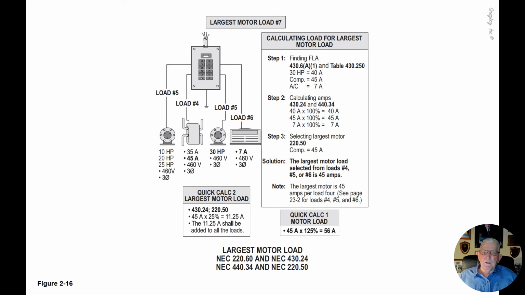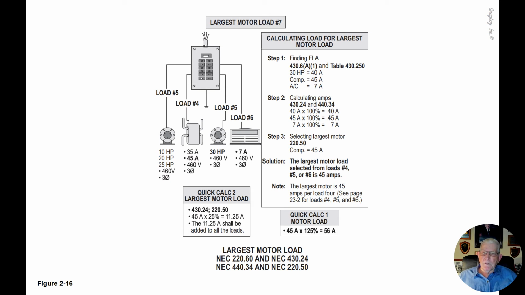Any of these could be the largest, and we have looked at these loads and we've calculated them. To the left we have the motor loads, number 5. And notice there's a 10 horsepower motor, 20 and 25 horse. And then of course we have the largest motor, the 30 horsepower motor, and load 5 is the 460 volt 3-phase motor. The loads 4 that we look at is a compressor.